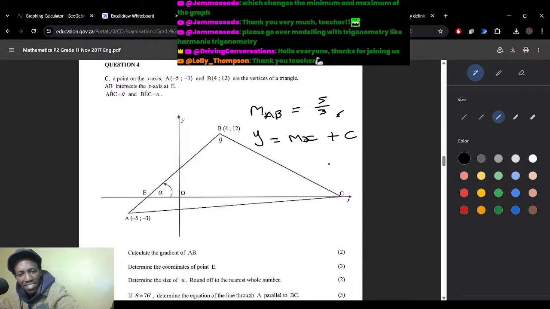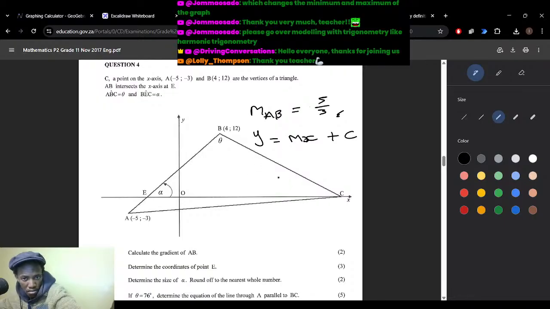So what does c represent? c represents the y-intercept, right? But now, let's calculate E. E is not the y-intercept, it's rather an x-intercept. But now we know that on the x-axis, the value of y is what? It is 0. Right. So we can calculate that.